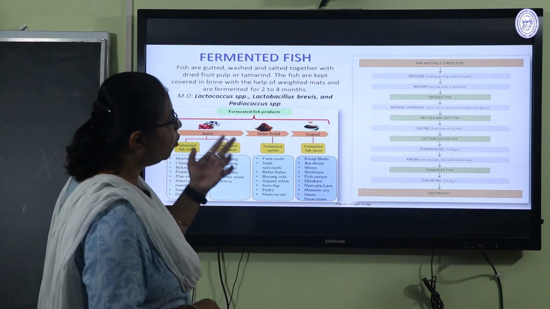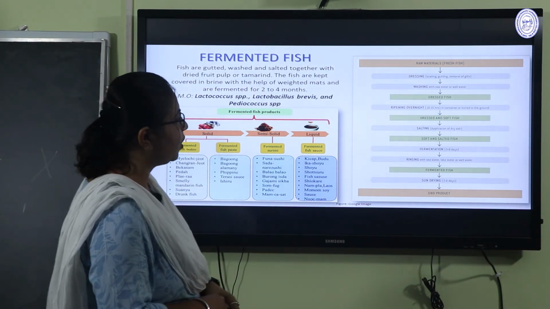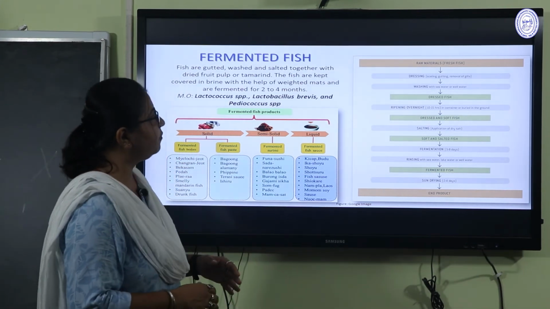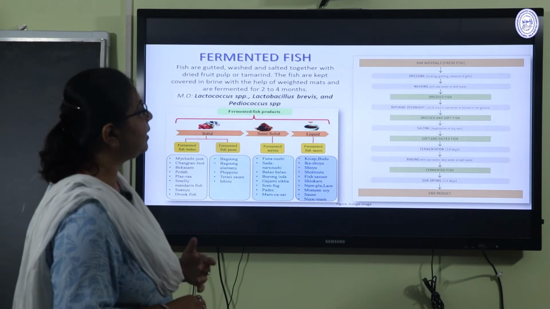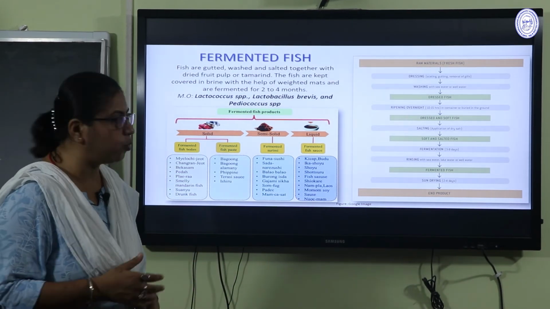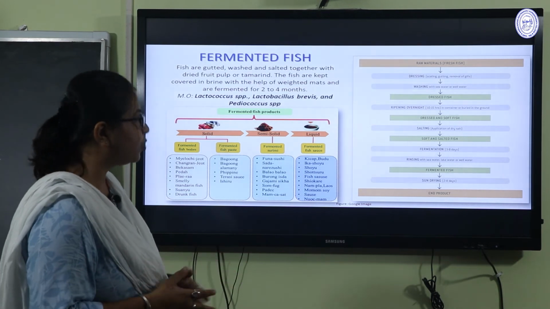So what are the procedures and how can we make fermented fish? Coming to the flow of the production process, fresh fish is taken as raw material, then the fish is dressed by scaling, gutting, and removal of gills. Now this is washed with seawater or well water. Now we are getting the dressed fish.